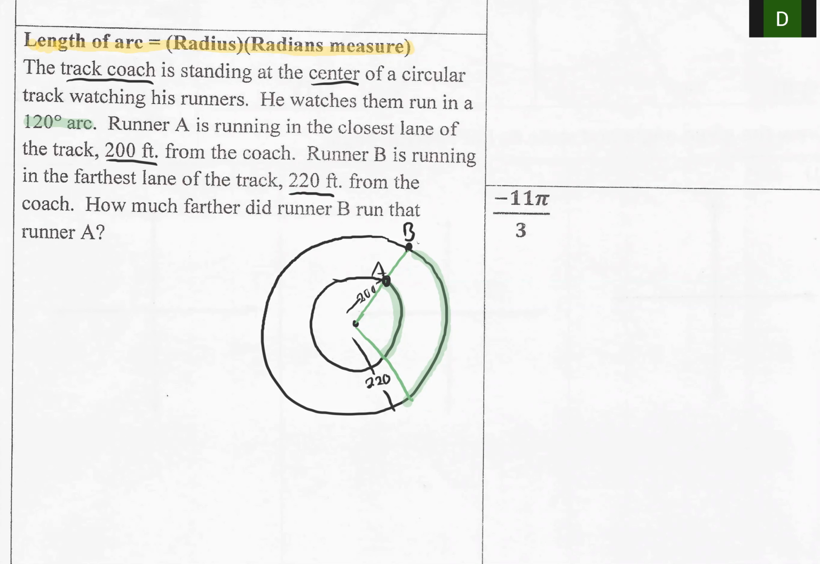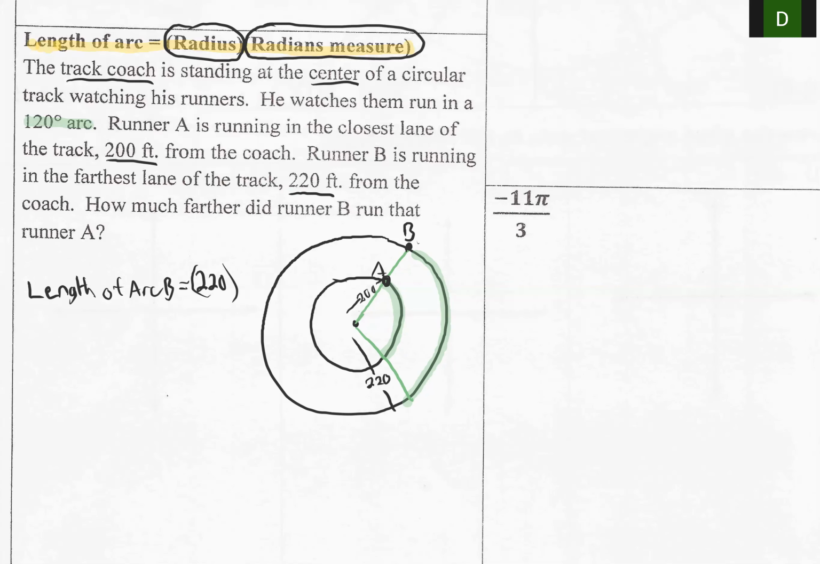How much further did runner B run than runner A? Okay, so using the highlighted formula at the top, the length of the arc. I'll start with arc B, this is what person B is running, which is further. Using the formula for the big circle, the radius is 220, so that's going to be the radius here, times the radian measure.